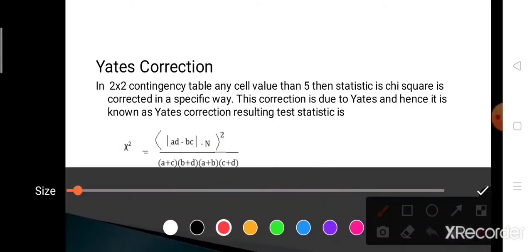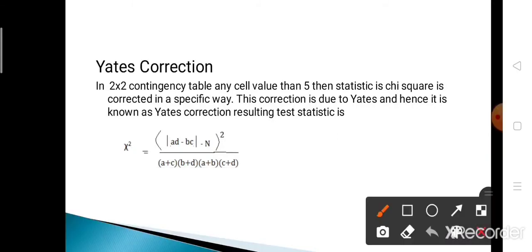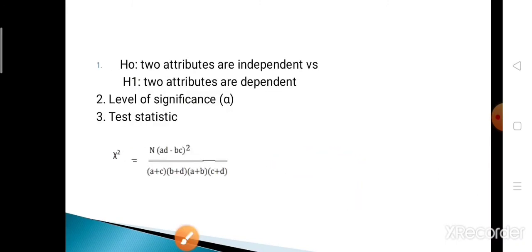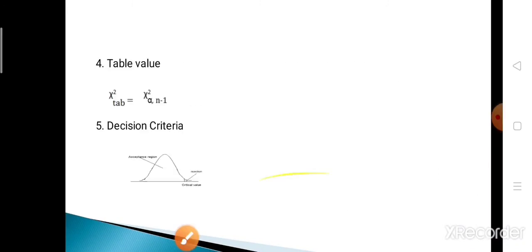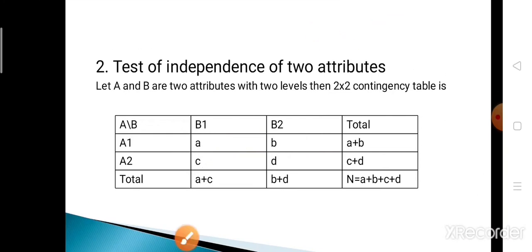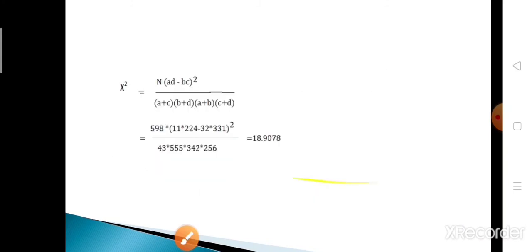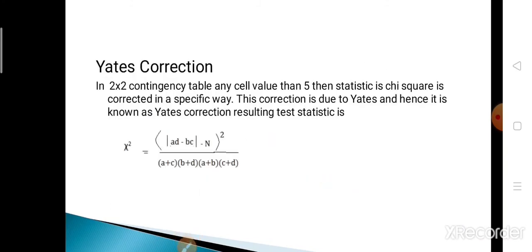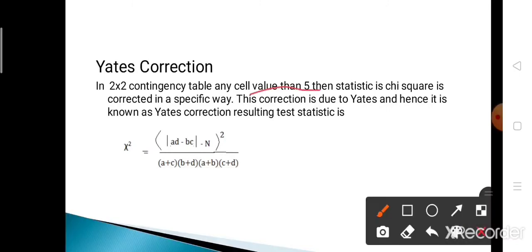So first of all, we see when we use the Yates correction. In a 2 by 2 contingency table, if any cell value, that means A, B, C, D, any cell value is less than 5, then we use the Yates correction. The chi-square statistic is corrected in a specific way. This correction is due to Yates, and hence it is known as Yates correction.